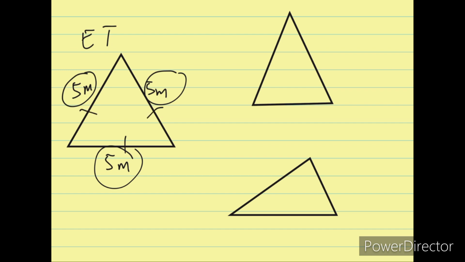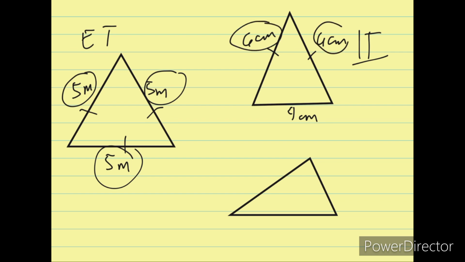Next, for example, we have 6 centimeters, 6 centimeters, then 4 centimeters. So what type of triangle is this? This is an isosceles triangle. Why? Because only two sides have equal length. Only these two sides have an equal length and this side has a different measure.